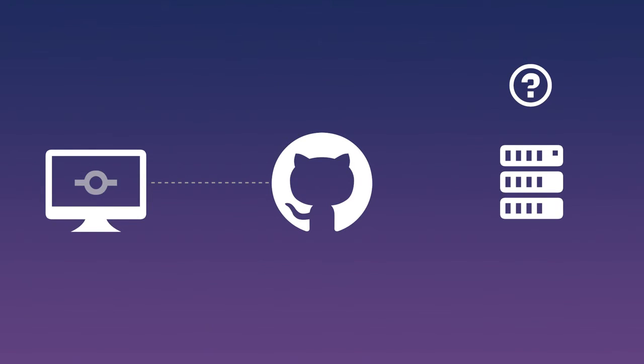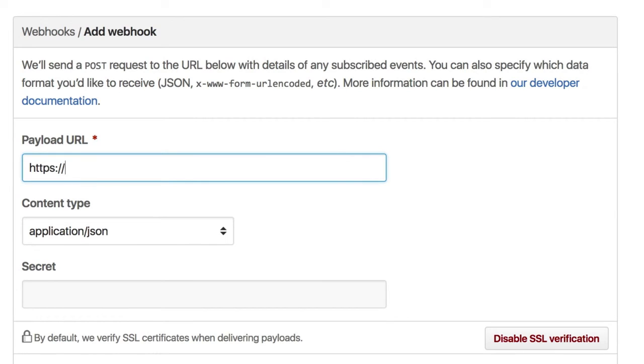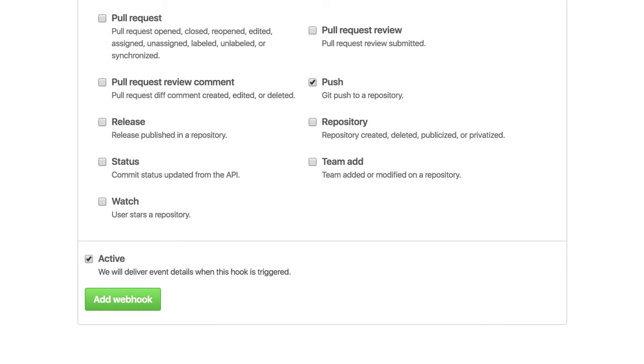GitHub uses what are called webhooks to send messages to external systems about activity and events that occur in your projects. For each event type, you can specify the subscribers who should receive the message about the event. In this case, we can subscribe our CI server to receive a message anytime someone pushes code to a branch or opens a pull request on GitHub.